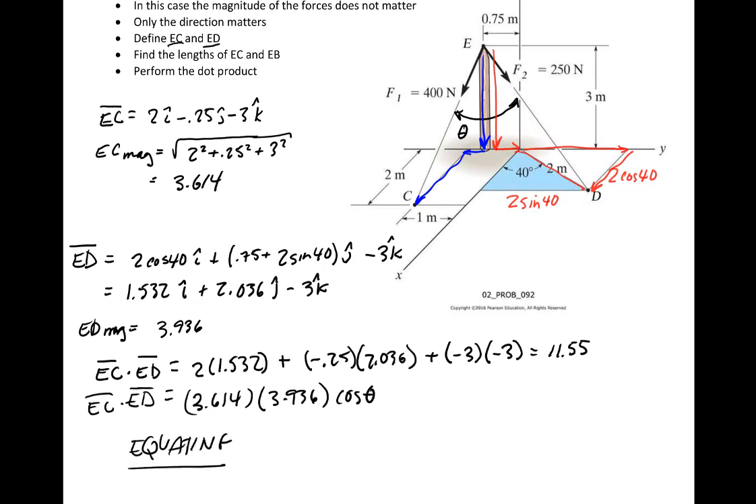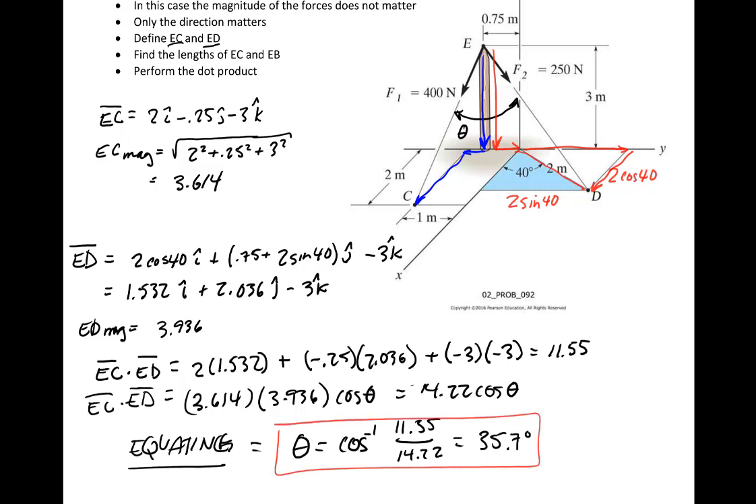and then equating those 2 pieces and solving for the angle, you get theta is equal to the cos minus 1 of 11.55 over 14. I guess I could give you the answer here. I should have done that. 14.22 cos theta. So here, let me complete that. 14.22. Then you can solve that for the angle of 35.7 degrees. So there we have the approach to finding that angle.